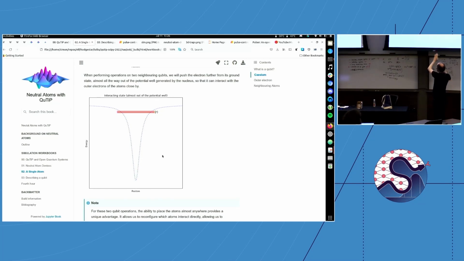And this effect of the electrons moving away from the atom as we drive them up is how we're going to get two qubits, like two neighboring atoms, to interact. Okay, does that all make sense so far? Yeah, okay.